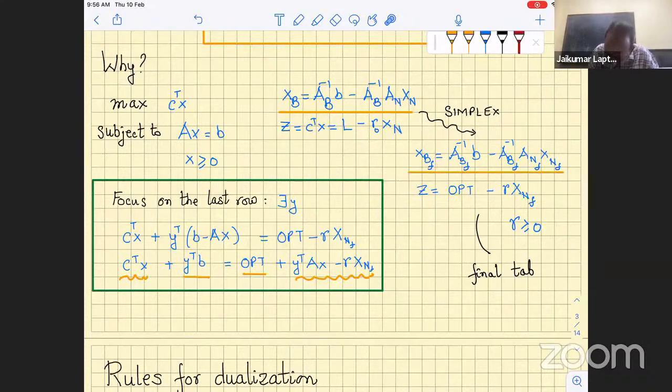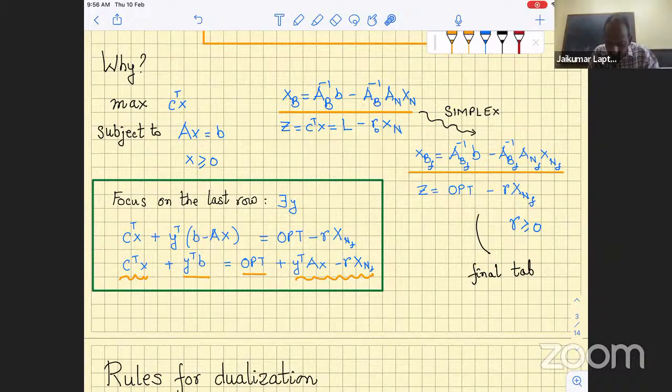But the important thing is that if you look at the objective function, the opt will sit here as a scalar, and the non-basic variables will be here, and their coefficients will all be greater than or equal to 0. So this is the final tableau. Is this clear? Does everybody remember that when simplex terminates with an optimum, this is where we are?